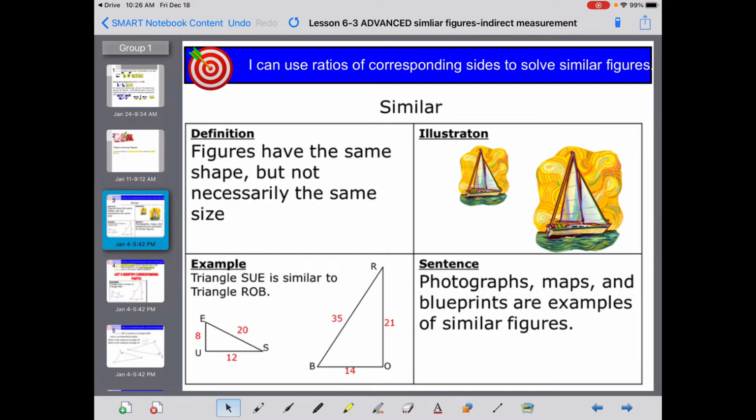So here are some examples. You can see that there's two sailboats. They are exactly the same, but one is smaller than the other. So they have exactly the same shape, but not the same size. Now, photographs, maps, blueprints, those are all examples of similar figures. Here is a mathematical example where you have triangle SUE is similar to triangle ROB. And we'll talk about that in a little bit.